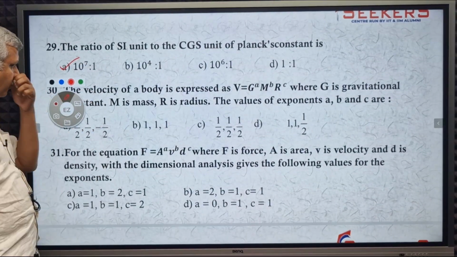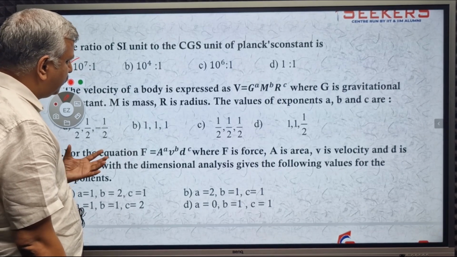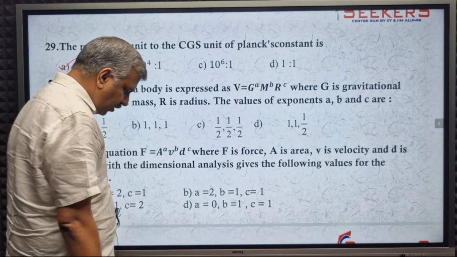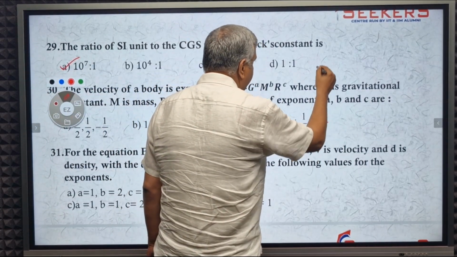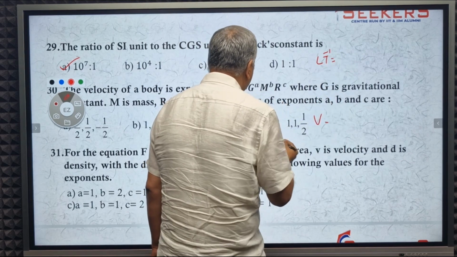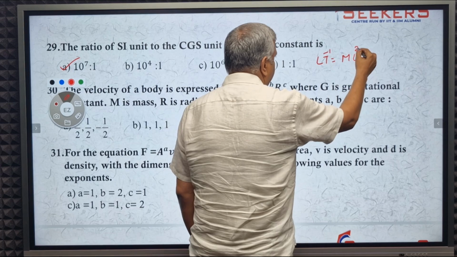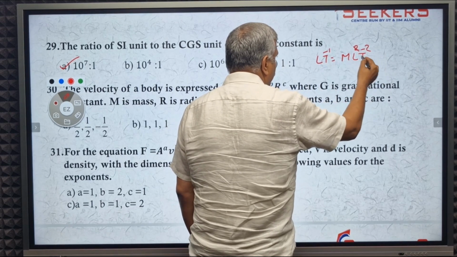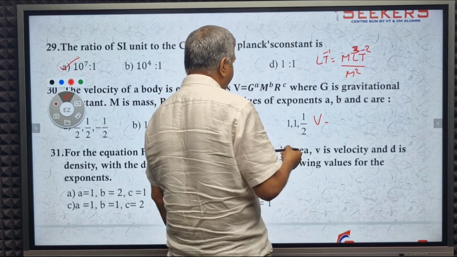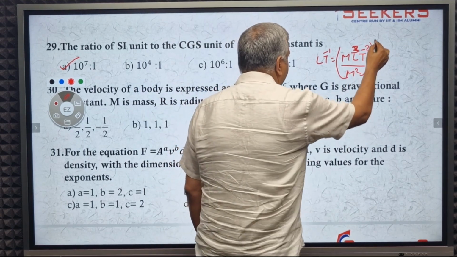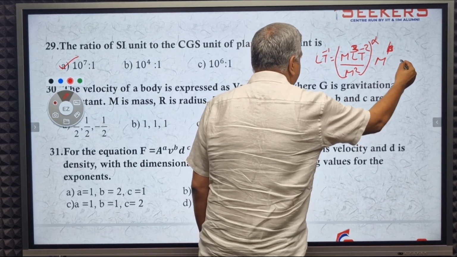Okay, then the velocity of a body is expressed as this, where we need the values of the exponents a, b and c. So these are a little hard to crack, but not impossible. We'll just see. So I can say velocity, L T power minus 1, is equal to gravitational constant. Gravitational constant is m L T power minus 2 into L cubed divided by m square. So that is the gravitational constant, to the power alpha, then m to the power beta, and radius to the power c.